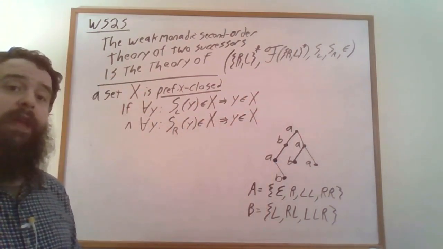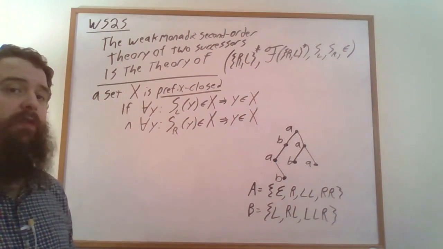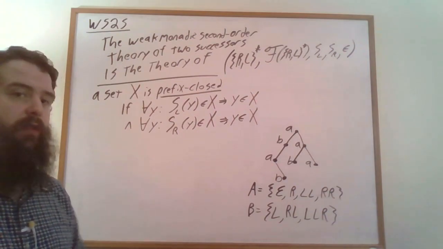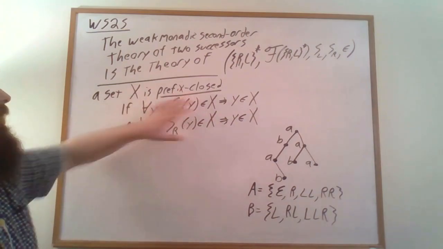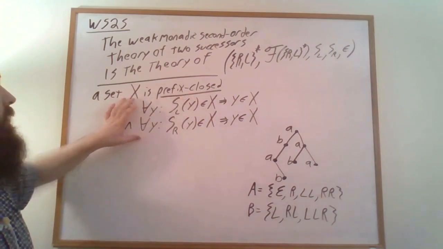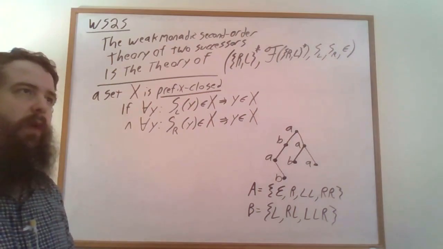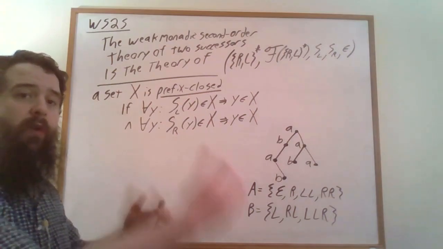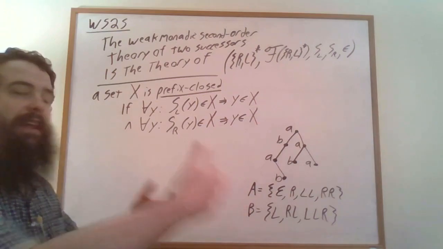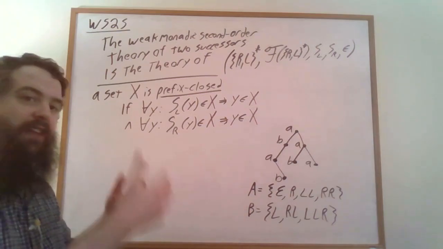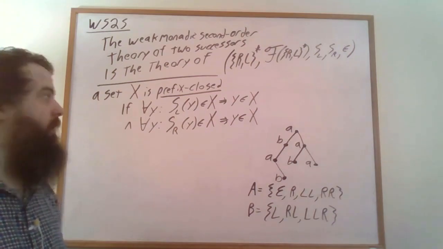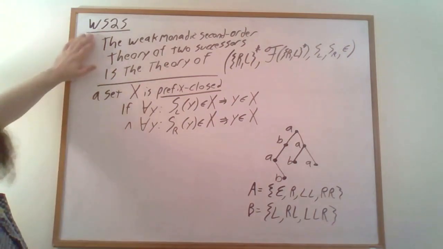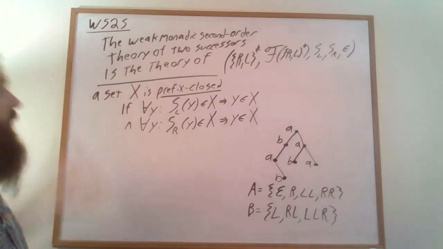Just like how in weak S1S we found it very useful to talk about downwards closed sets, it's also helpful to talk about prefix closed sets of words. These are sets of words where anytime a particular word is in the set, any prefix of the word, any initial segment of the word, is also going to be in the set. And we can express this in the language of weak S2S as follows.